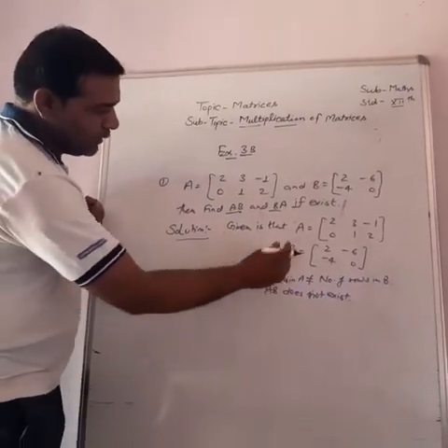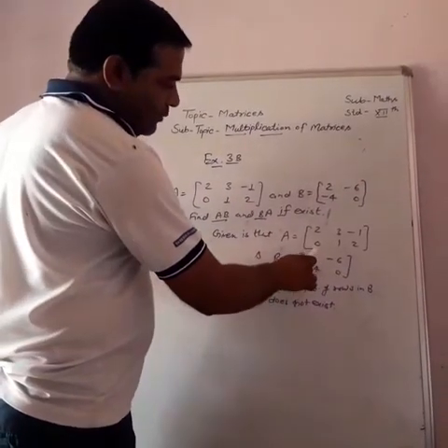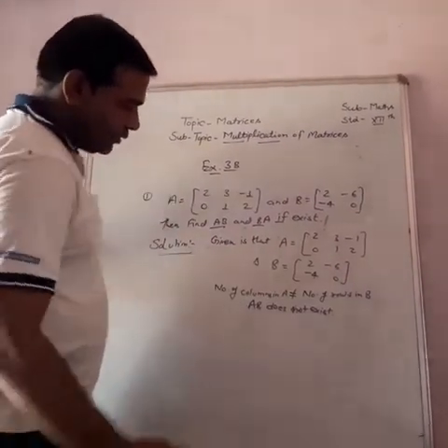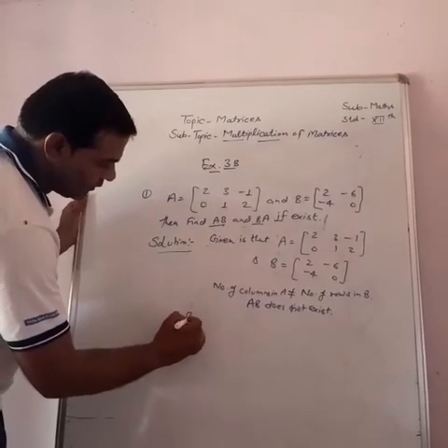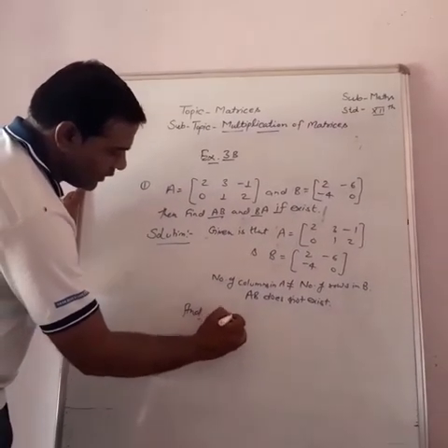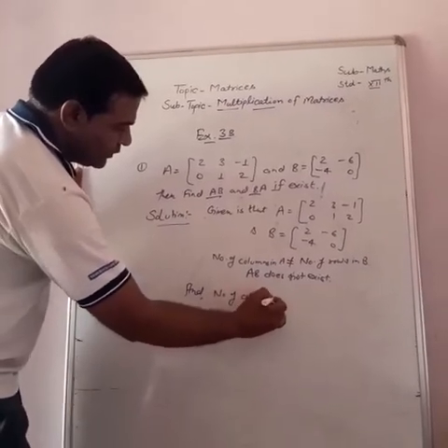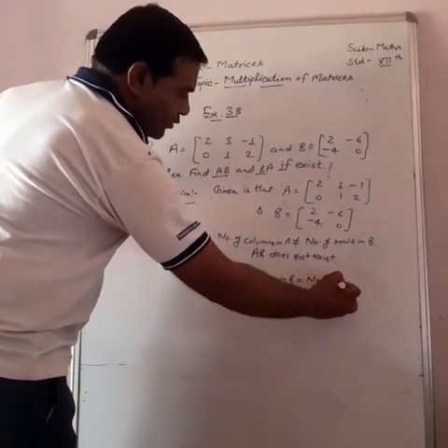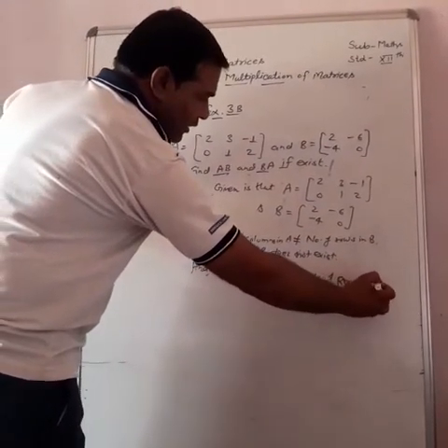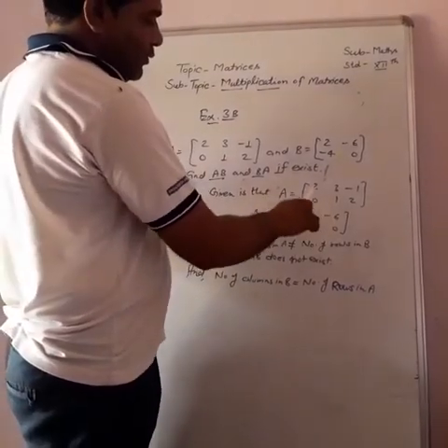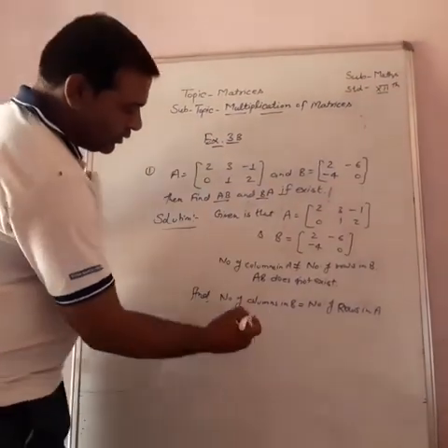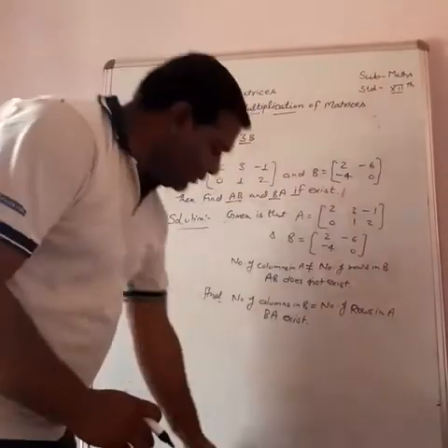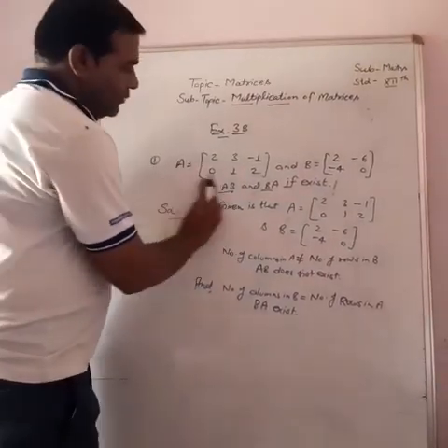Now for BA, here the number of columns in B is equal to 2 and the number of rows in A is equal to 2. So the number of columns in B is equal to the number of rows in A. Number of columns in B is 2, number of rows in A is 2. So BA exists. Okay. Now how can you determine BA?